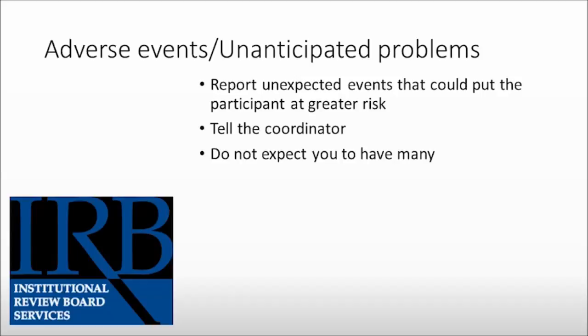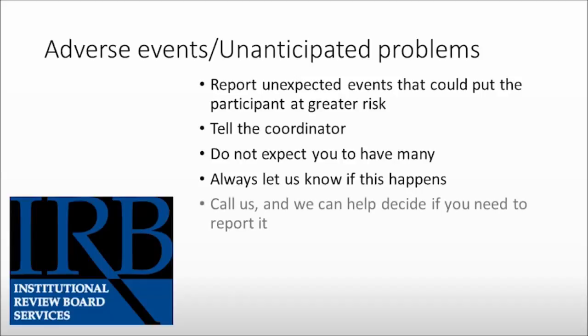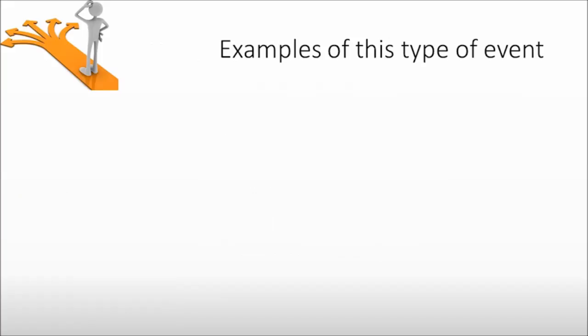So I'll give you a few examples of things that might happen, but if there is something that you feel off about, you'll know and you'll be able to tell us. Always let us know if something like that happens. You can call us and we can help you decide if you need to report it. There's a form in your binder that shows you how to report an adverse event, but you'll never have to really use that. It's more for you to know the information we'll be asking for.